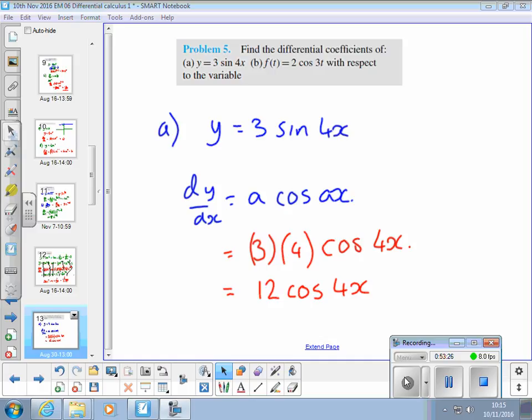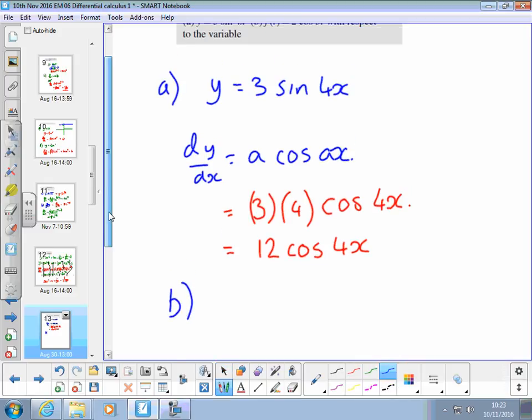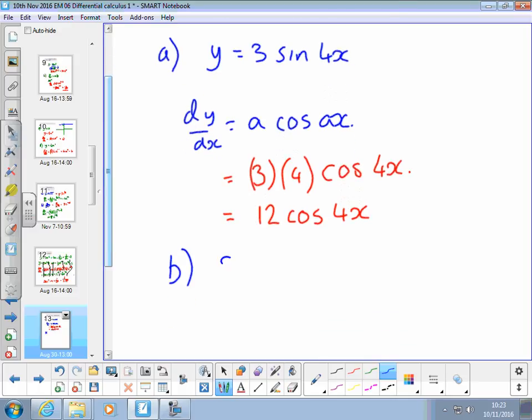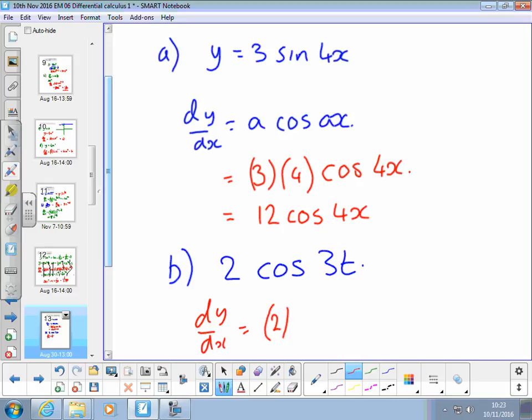Let's see if you can do the second one, B. Right, gents, B on the first of the 2 pages. We've got 2 cos 3t. What do I need to do? dy by dx is equal to, keep the constant multiple of 2. Bring the 3 out.